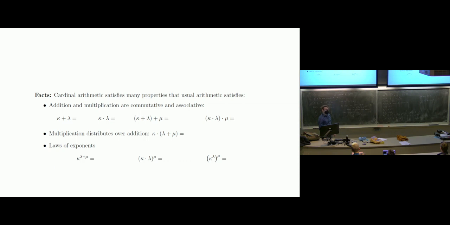In particular, these operations are commutative and associative, the way you'd expect. Multiplication distributes, as you would expect. And the laws of exponents are true. Just the cancellation is false, that's all. Cancellation is, in a certain sense, talking about subtraction. And what this is saying is there's no good notion of inverses for cardinals. There's no cardinal subtraction. There's no cardinal division.